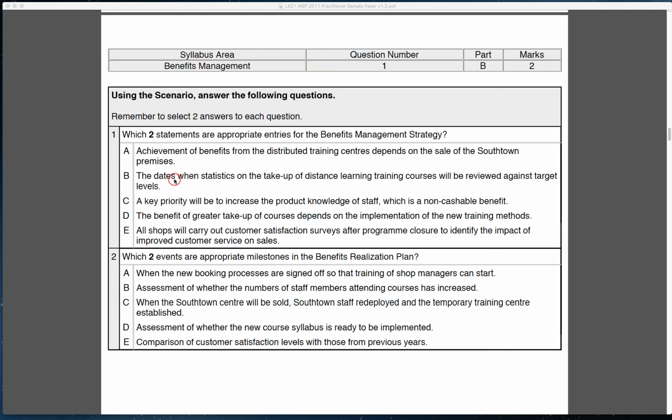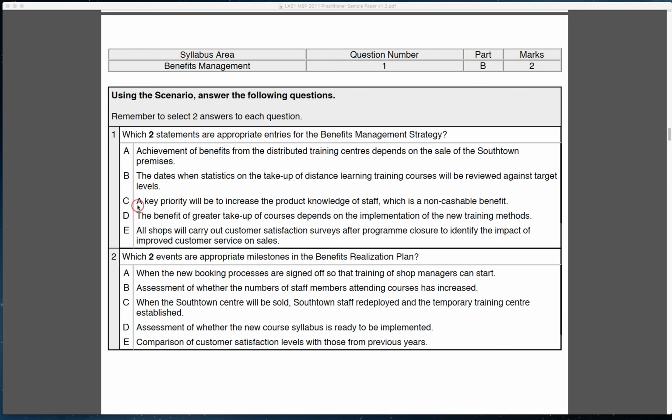Second one, B, dates. Dates usually start to give a hint. This is to do with plans. When statistics on take-up of distance learning will be reviewed against target levels. So that's looking at a benefits realization plan, I beg your pardon. Might also be in the profile because it looks at the particular benefit itself and how we're going to look at the benefits for that specific area and how they've been realized.